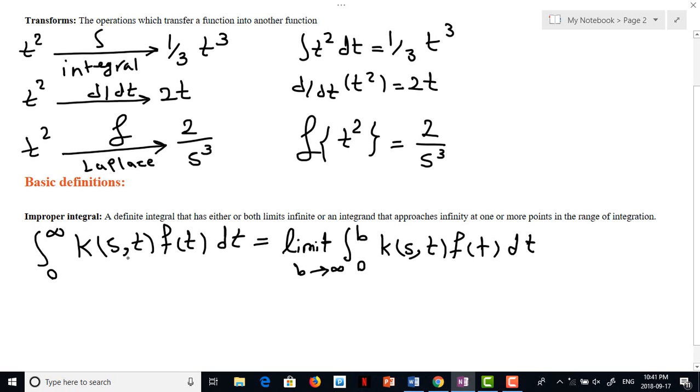If at one point this function approaches infinity, so again this integral is an improper integral. But for defining the Laplace transform, we just focus on the first part of the definition, a definite integral that has either or both limits infinite. Now for this integral, we can define two other parameters. This integral can be convergent or divergent.